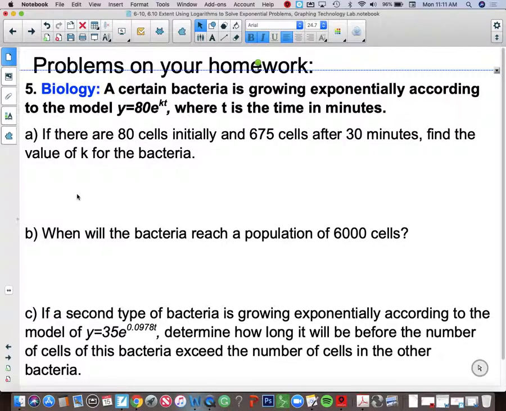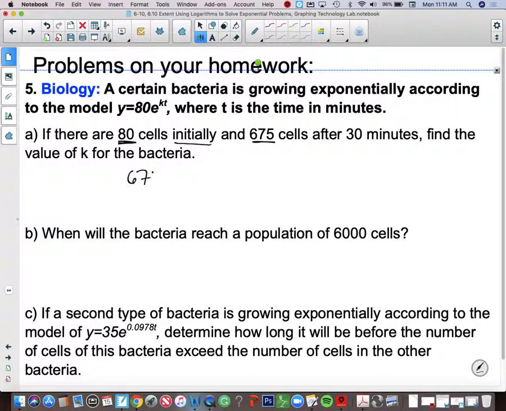So number 5 is a biology problem. We've got a bacteria growing exponentially with that model, 80e to the kt, where t is the time in minutes. So if there's 80 cells initially, 675 cells after 30 minutes, find the value of k for the bacteria. So the first thing, you just want to kind of plug everything in. So 80 here is our initial amount, 675, that's the ending amount. So that would go in for my y.